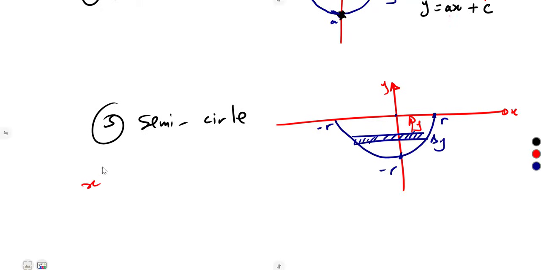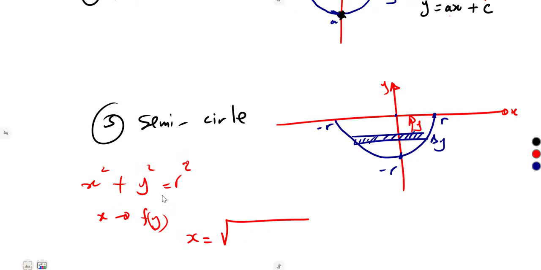So you take it from the equation of a circle. X squared plus y squared is equal to r squared. But our relationship is x in terms of y. So you just make x the subject, which is going to be the square root of r squared minus y squared. So this is your relationship that you're going to use. So guys, that's a semicircle. Everything is there, the limits and this and that. So pay attention to the question.